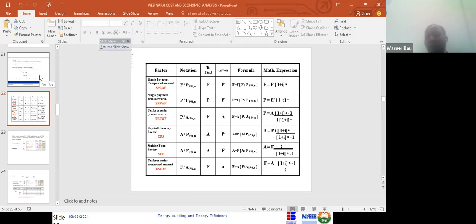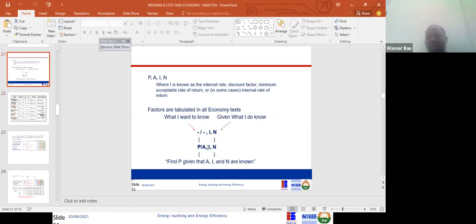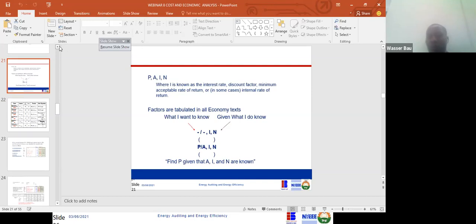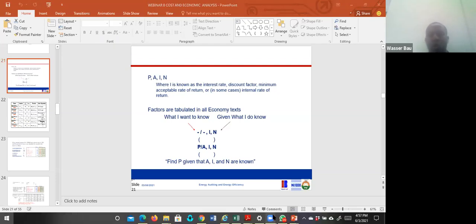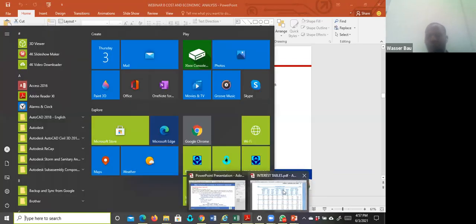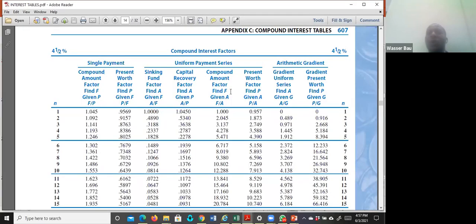Then in our formula, I said whatever that is up is what we are looking for. Whatever that is down is what we are given. So we'll now go to our interest table. If you go to our interest table, you will find out that we are looking for P given A. So this is the column where the answer will fall, where we're going to look up in our table.